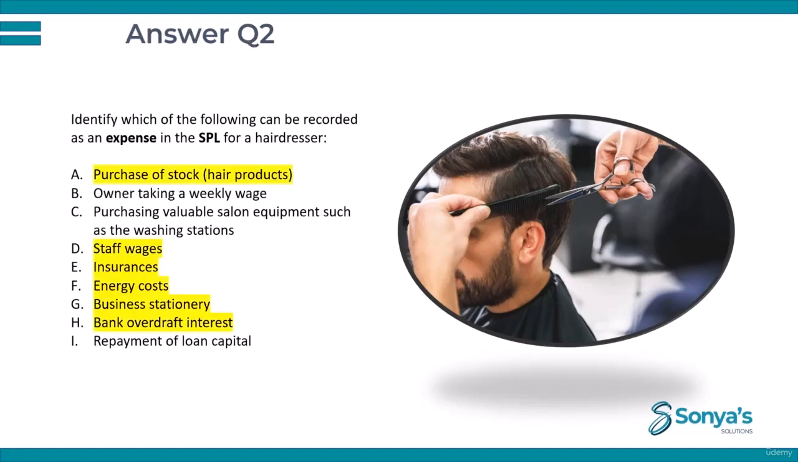All of the highlighted costs are incurred by the everyday operating activities of the business. The owner taking cash from the business is not a business expense, as they're drawing from the business's profits. When a business invests in valuable equipment and intends to use it for a number of years, the whole cost is not recognised as an expense at the time of purchase. It's accounted for differently. The repayment of loan capital is also not recorded as a business expense.